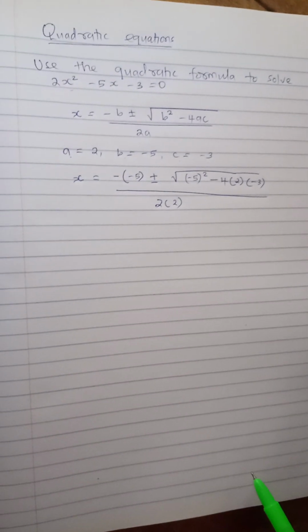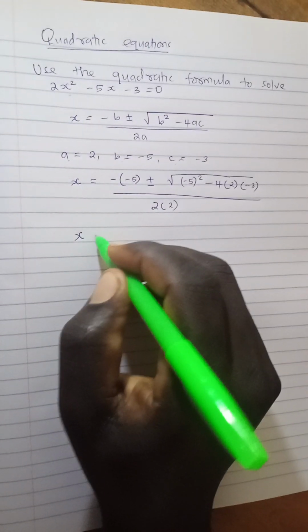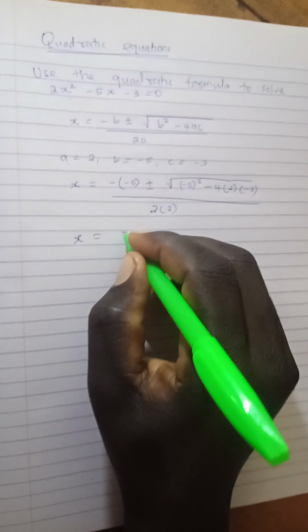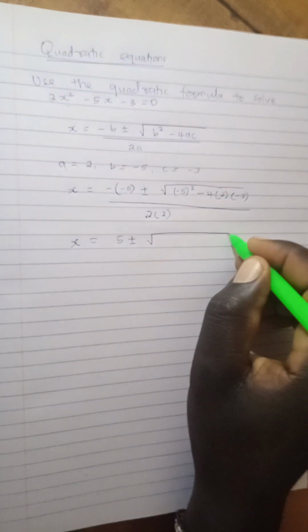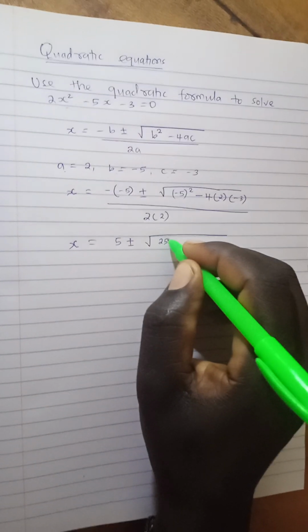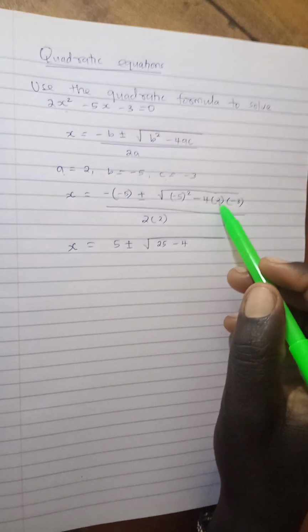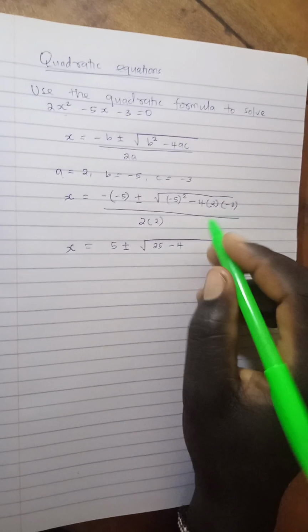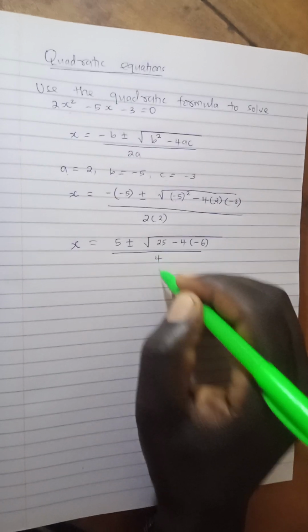Now, having a look at that, we proceed as follows. Negative of negative 5 will be positive 5. Then plus or minus the square root of (-5)², which is just 25. Then we have minus 4 into 2 times -3. So 2 times -3 is just -6. Then we have over 4.